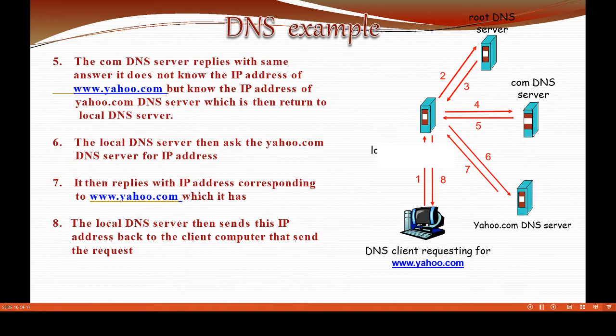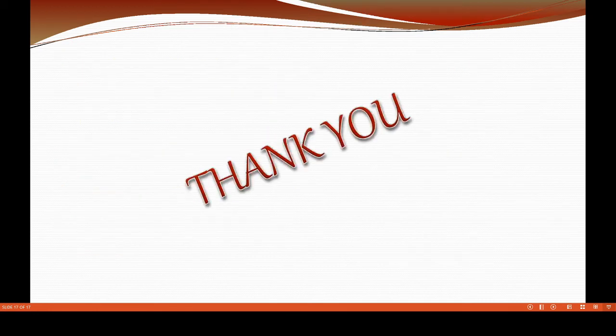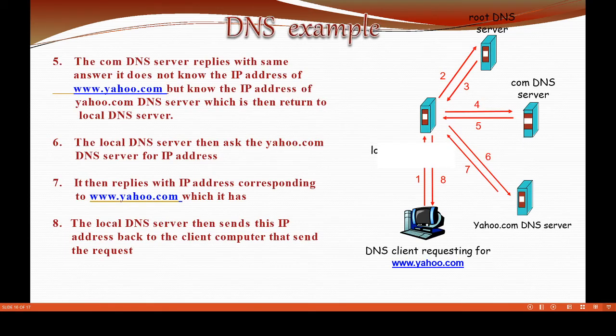Okay, he will get the yahoo.com IP address. Then he asks yahoo.com, and it replies with the IP address corresponding to www.yahoo.com, which it has. The local DNS server then sends the IP address back to the client, then sends the request. Okay, this is the DNS working strategy. I hope everybody can understand how DNS works.